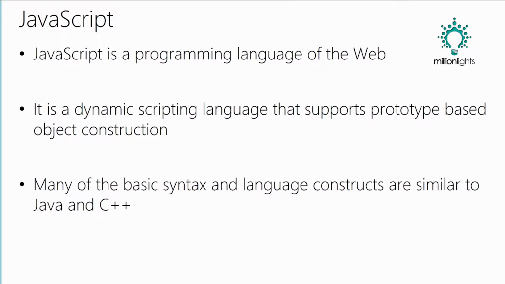So as we all know, JavaScript is the programming language of the web. It is used a lot, definitely with HTML, and it has a lot of basic syntax and language constructs that are very similar to Java and C++. However, once you really delve into it, you'll notice there are a lot of differences in what you can and cannot do with JavaScript compared to Java and C++.